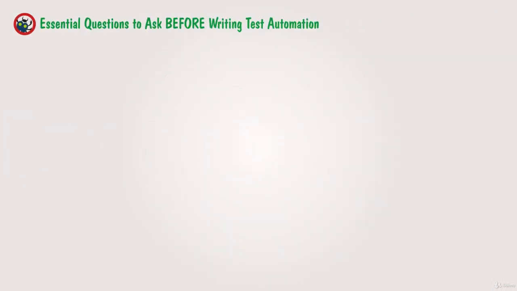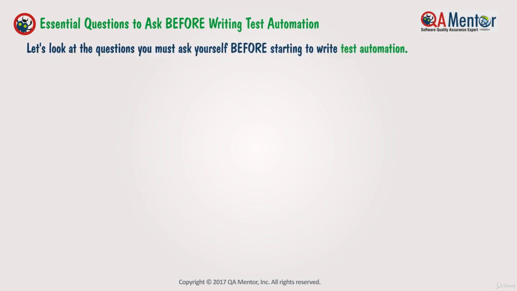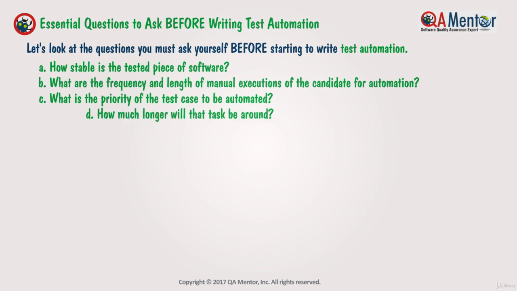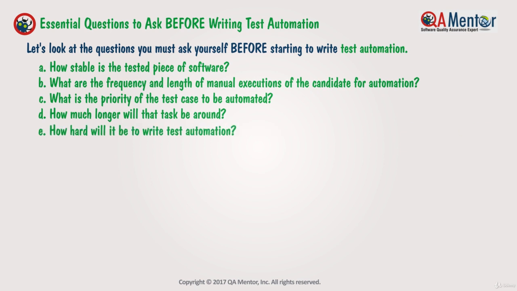Essential questions to ask before writing test automation. Let's look at the questions you must ask yourself before starting to write test automation. A. How stable is the tested piece of software? B. What are the frequency and length of manual executions of the candidate for automation? C. What is the priority of the test case to be automated? D. How much longer will that task be around? E. How hard will it be to write test automation?